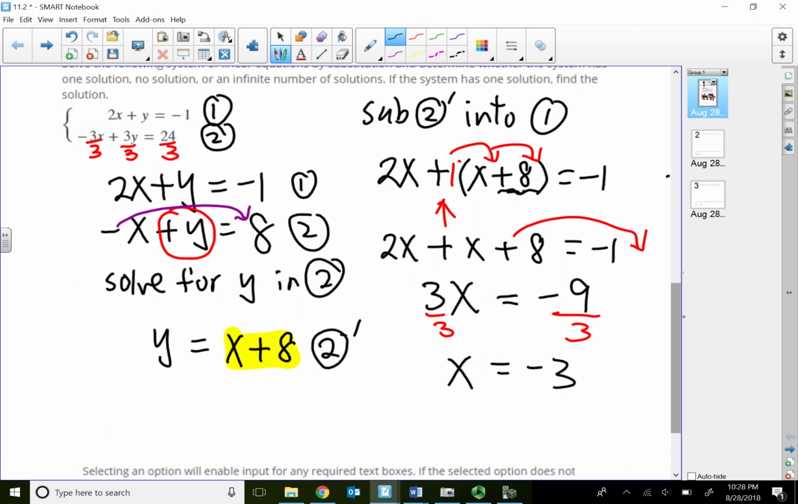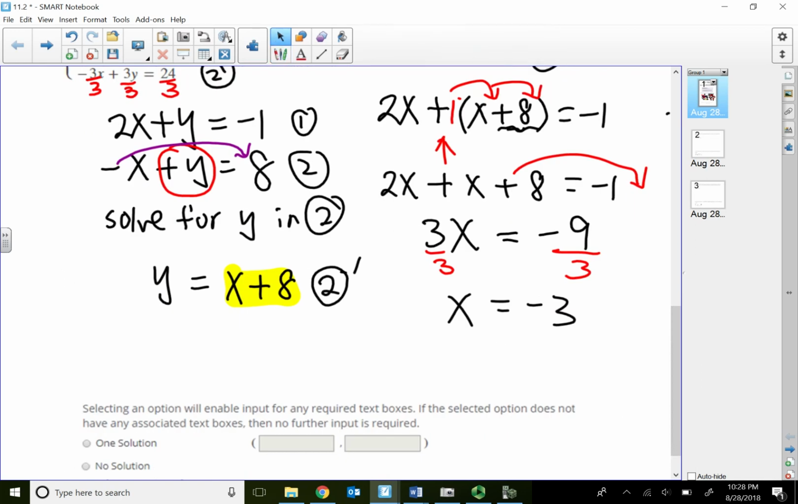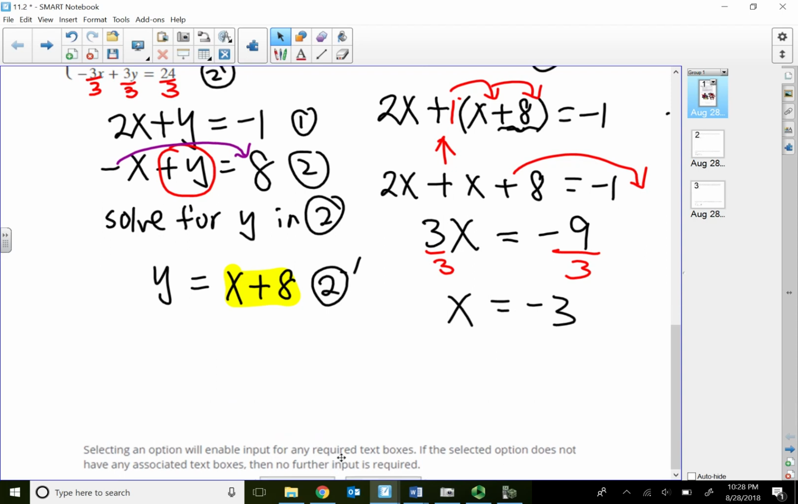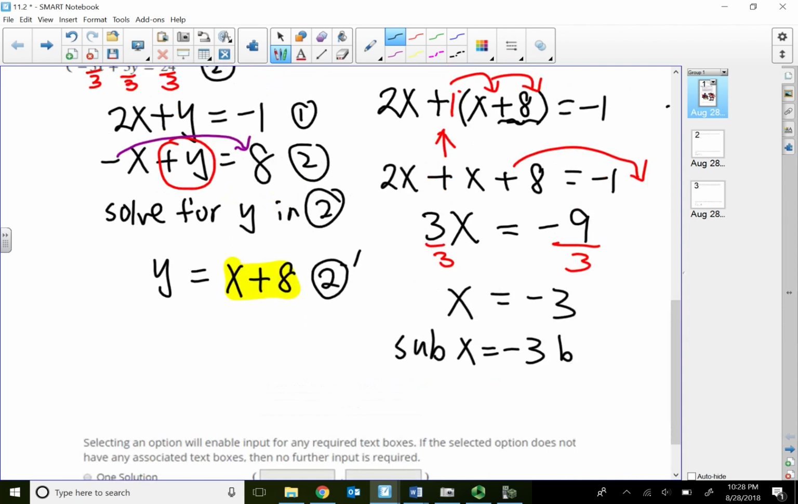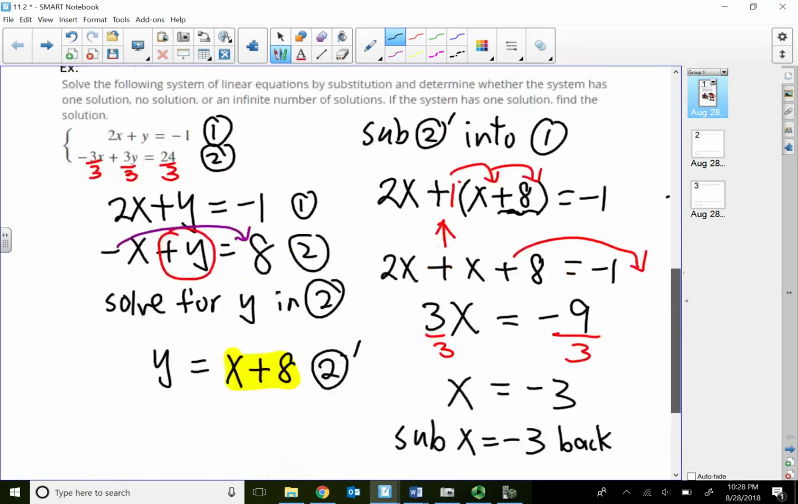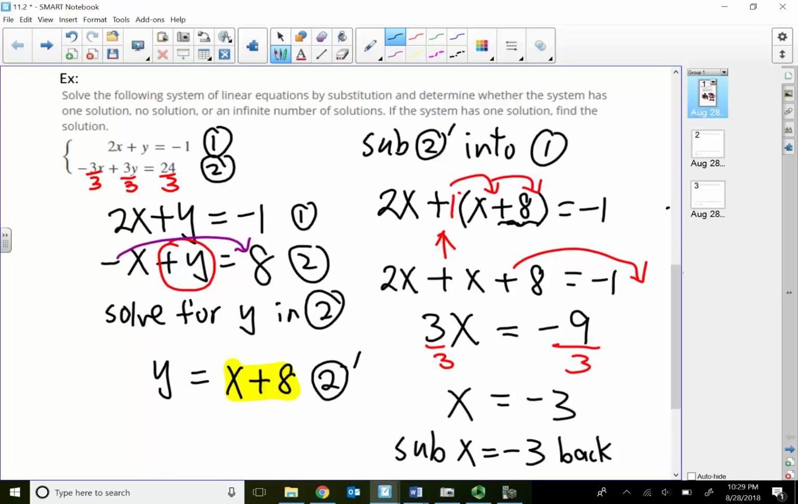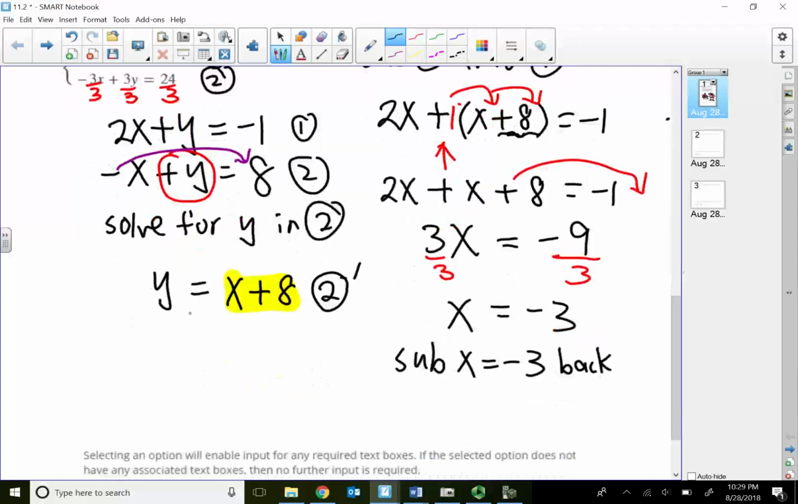Because I got to have two answers, because the point of intersection on the two lines has an x value and a y value. So now I'm going to sub my answer, x equal to negative 3, back into any one of the original first two equations, the one I simplified, or the second prime. Because the second prime here already says y equal already. So that's the one I'm going to go back to.